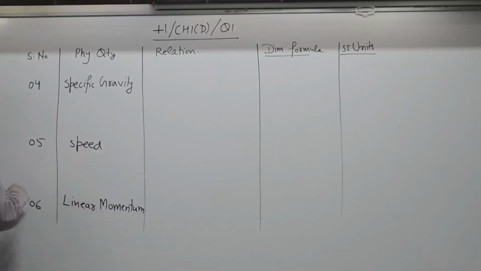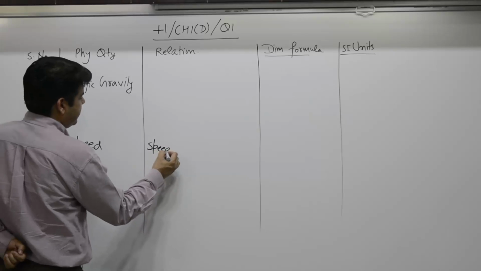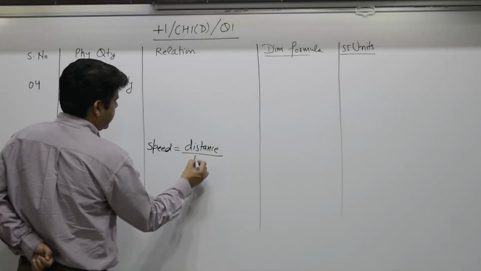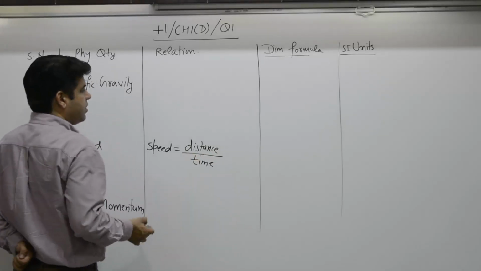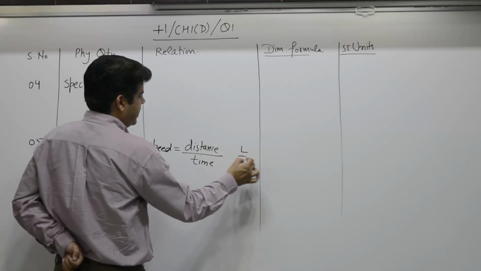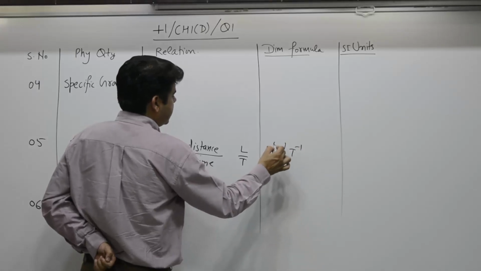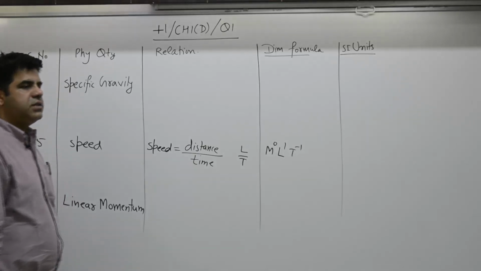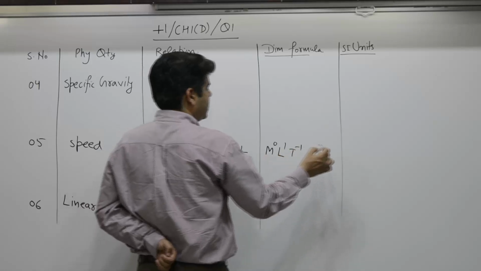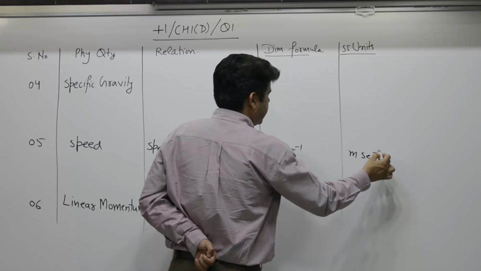We can try this one first. Speed. Yes, speed we have covered today. Distance by time. Dimensional formula. Distance is what? Length. Time is t. So L1 t minus 1. Mass has no role to play. Mass is powerless. Dimensions. Units. Length meter, time second. Meter per second.